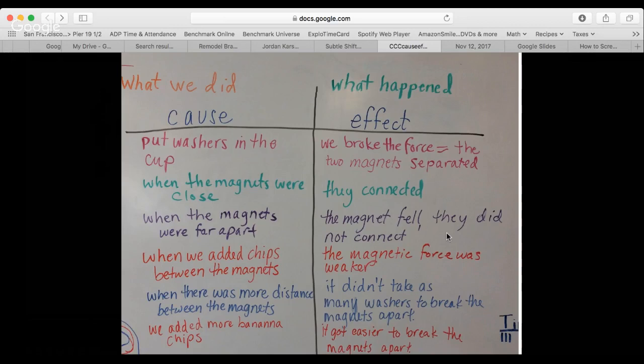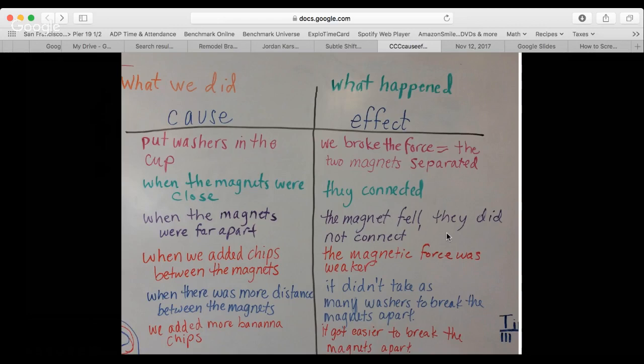So I might fill out the effect column first with their example and then push them to figure out what did they do before that happened to cause it. Also, the students brought in evidence from prior lessons. For example, magnets connecting when they were close, or a magnet falling down to the ground when it was far away from the top magnet.